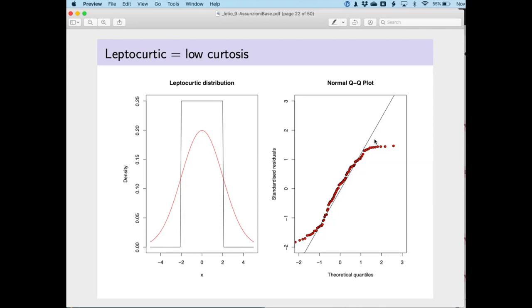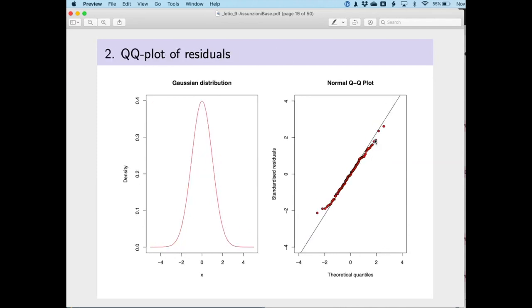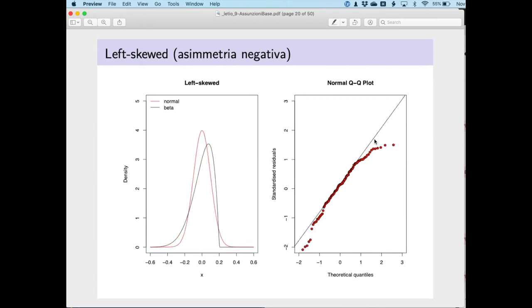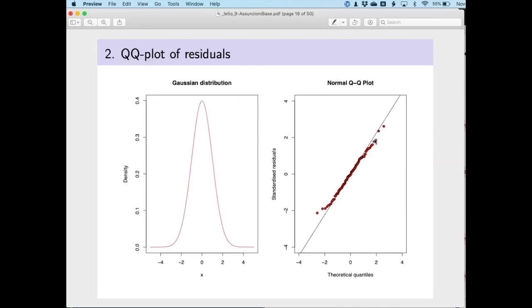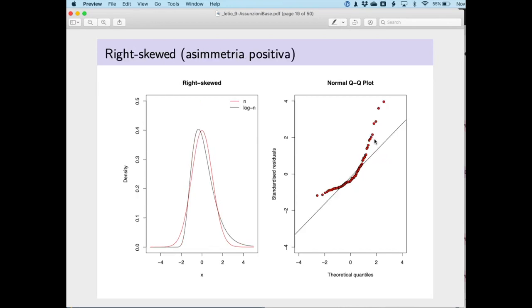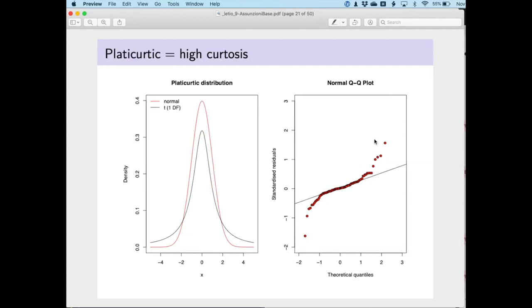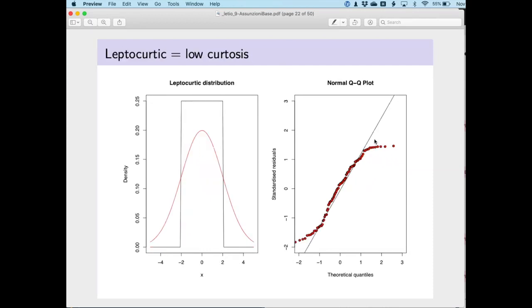Just take a look and take some practice. So this is good. This is not good. This is not good. So I think it's rather easy to spot. And here we go. And here again, the contrary.